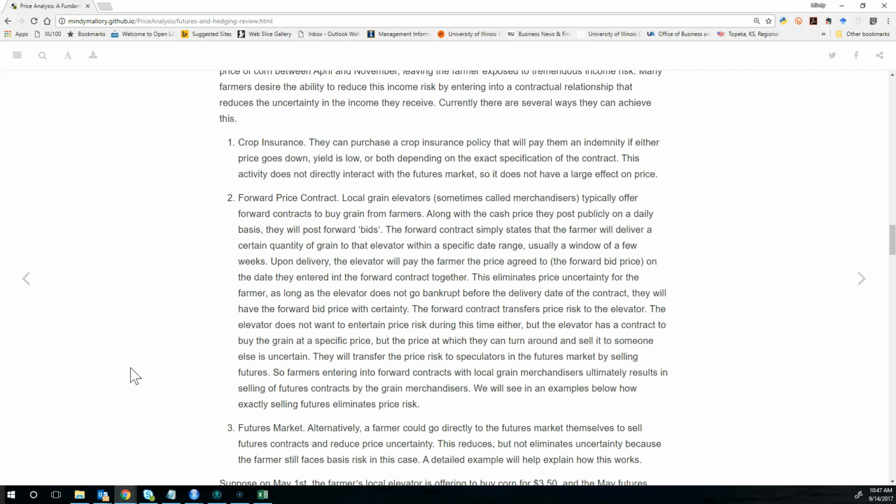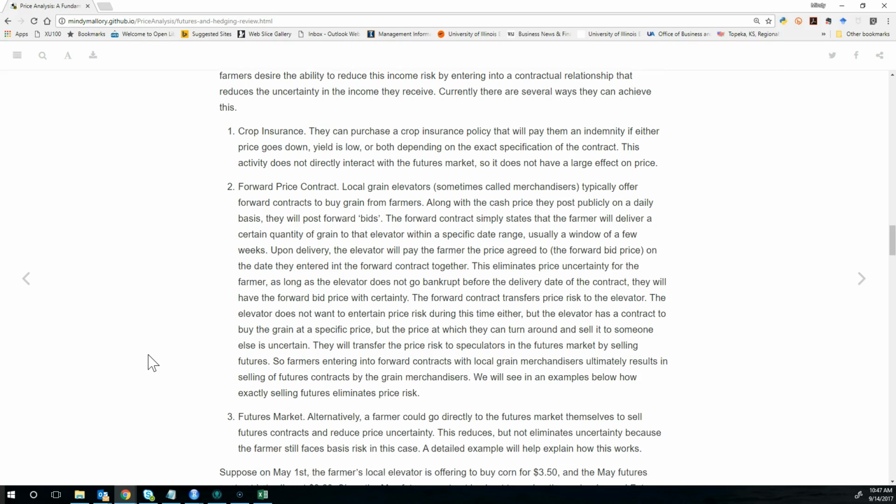So then what happens is that by writing these forward contracts, the elevator has taken on a huge price risk, and they go to the futures market and they lay off the price risk, just like we're going to describe for farmers. Thirdly, the thing that we'll continue to discuss at length is farmers could go to the futures market directly and reduce their price risk. So let's see how that works.